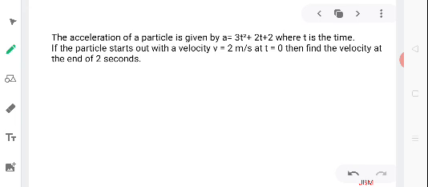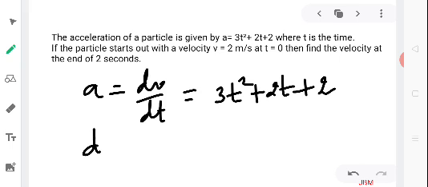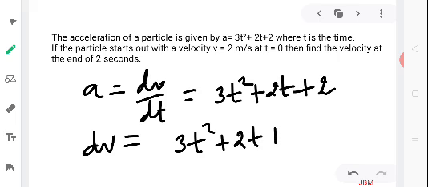So how shall we solve it? We are given the expression for acceleration. So obviously we will begin with a equal to dv by dt, and that is given as 3t square plus 2t plus 2. So now we can write down dv equal to (3t square plus 2t plus 2) into dt. Simple.